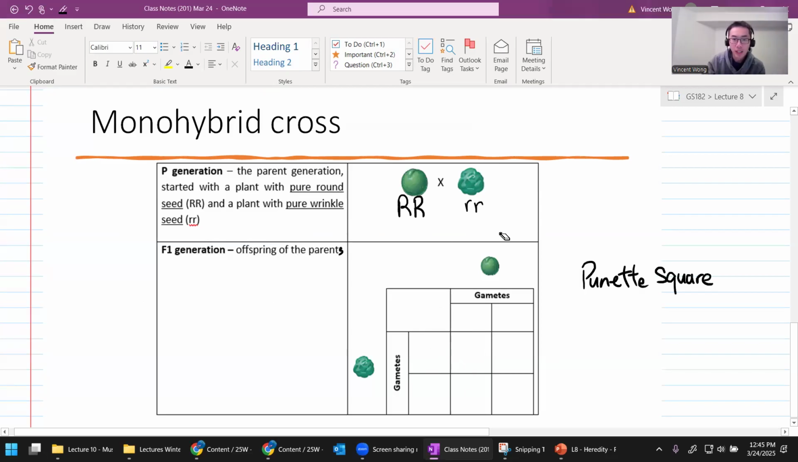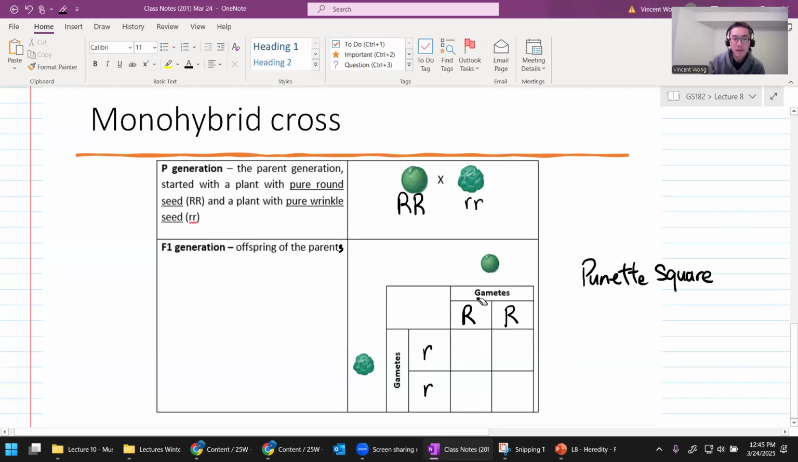So later on, we'll draw a simpler version of this. But over here, we have one parent, and here we have the other parent. Now this parent is pure for the gene, and it's big R and big R. So what kind of gametes can they produce? Well, it either contains big R or big R. There is no other possibility. Similarly, for the wrinkle seed, it's going to be small r and small r.